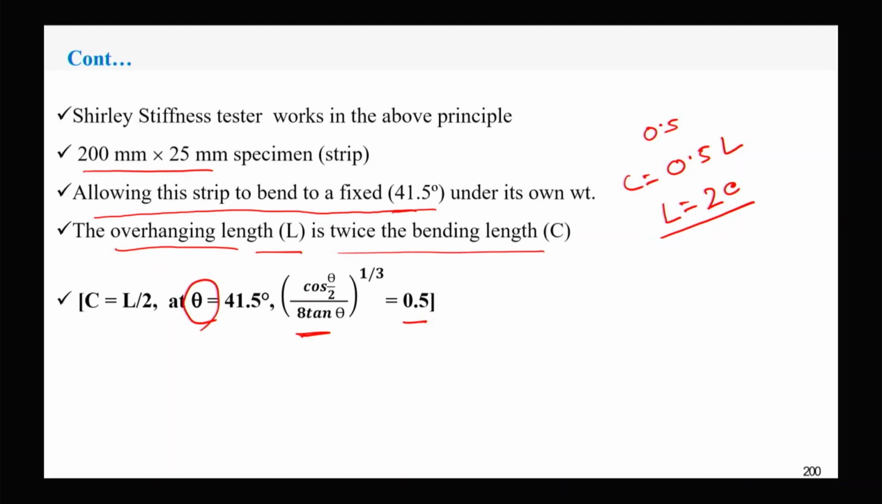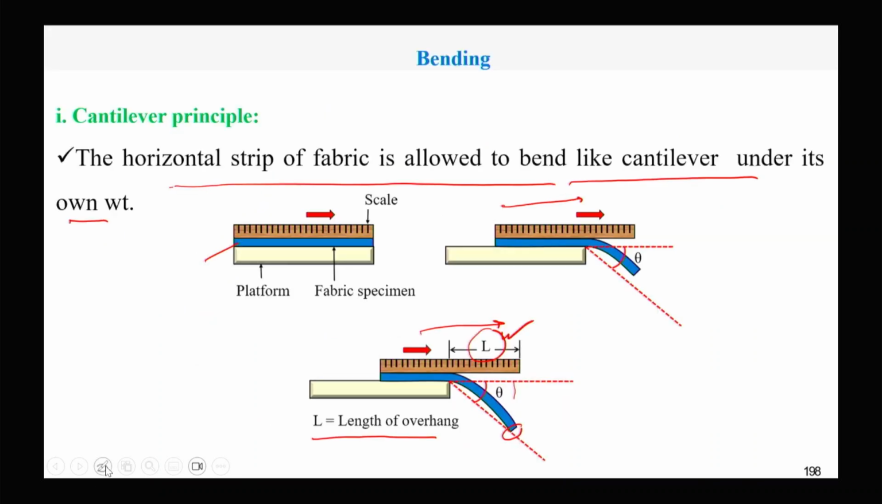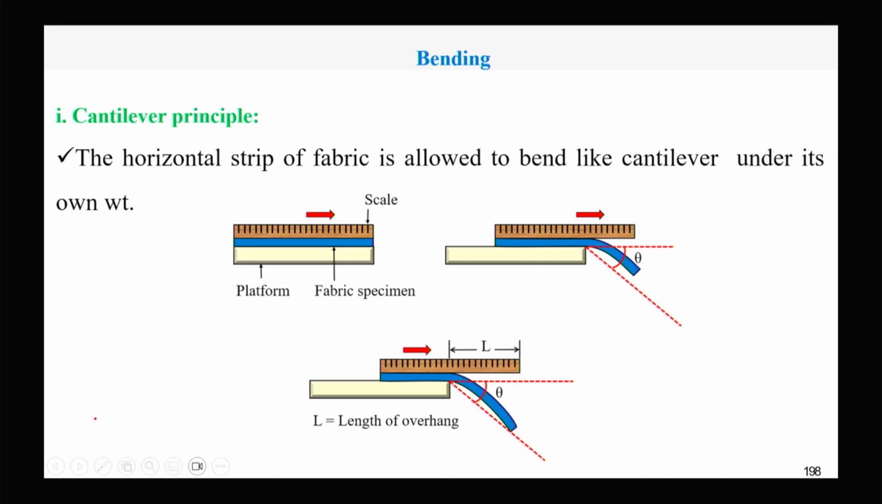So in this diagram, what we measure, we slide this scale, the standard scale for the stiffness tester, the fabric bending tester, and we can get a reading of bending length in centimeter. C, bending length in centimeter.